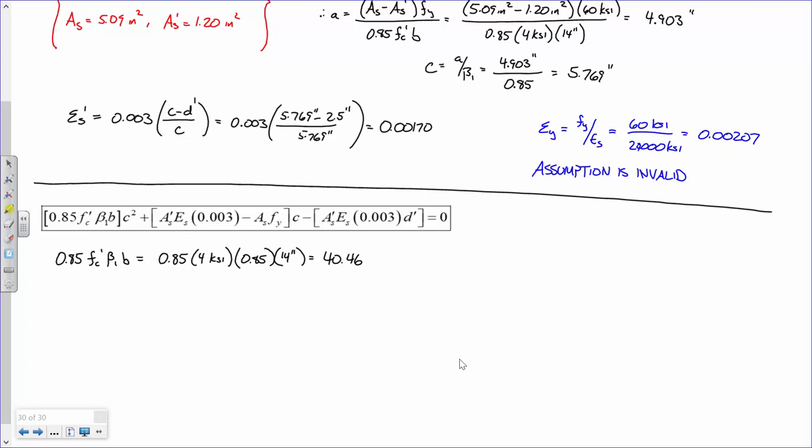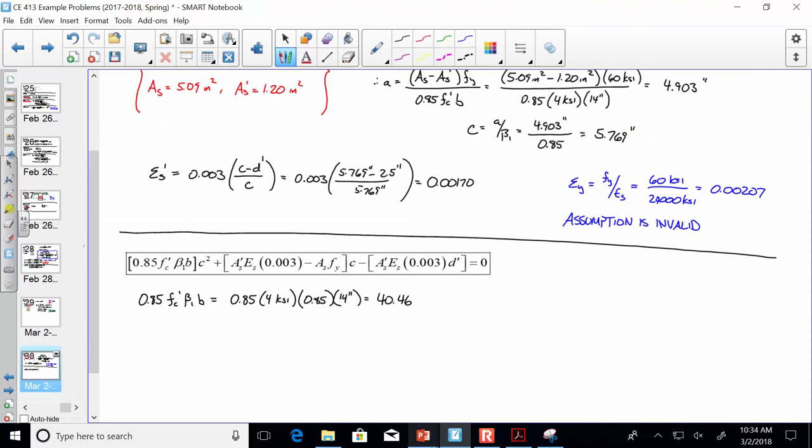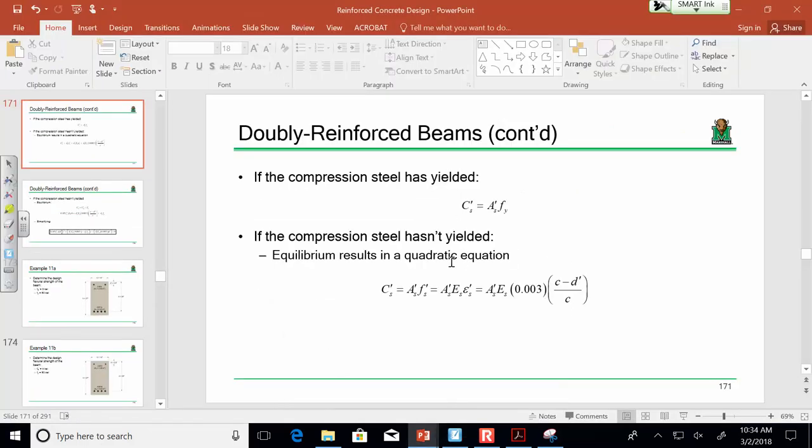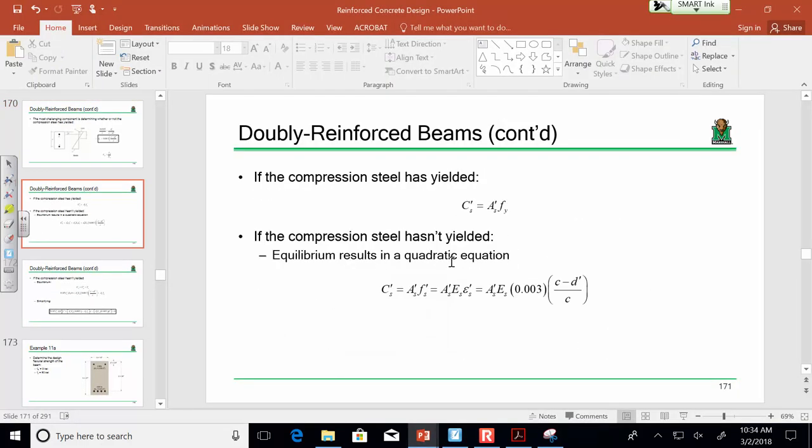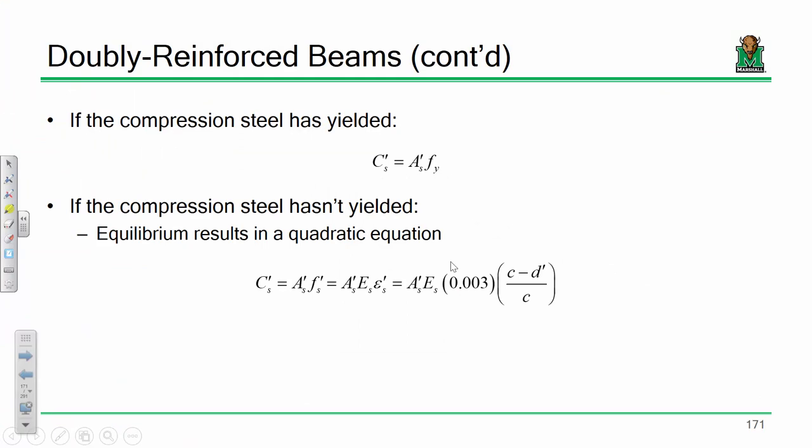Before we move on, how many feel like I pulled this equation from space? Before we go, we're going to take a second. Is everybody okay with this?